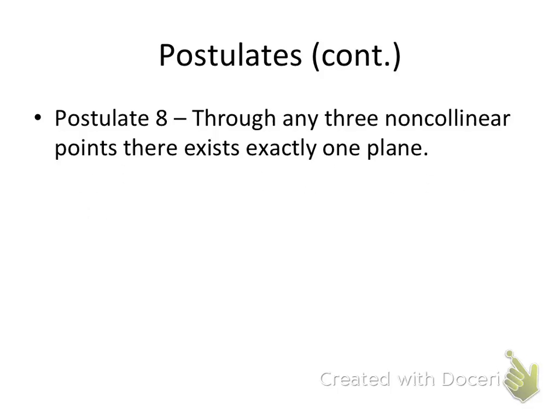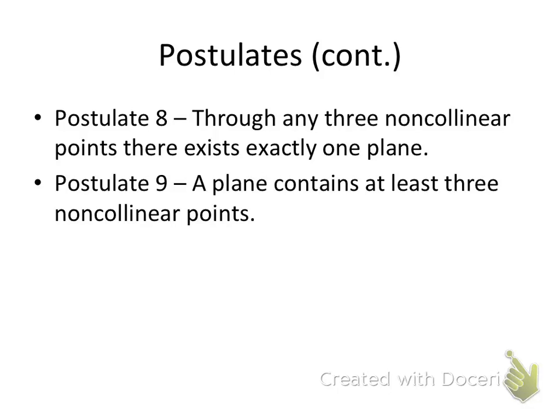Okay. Number 8, through any 3 non-collinear points, meaning points that are not on the same line, there exists exactly one plane. Number 9, a plane contains at least 3 non-collinear points. Again, that sounds like 5 and 6 that we just read. First one says if you got 3 points, there's one plane. The other one says if there's one plane, you got at least 3 points.